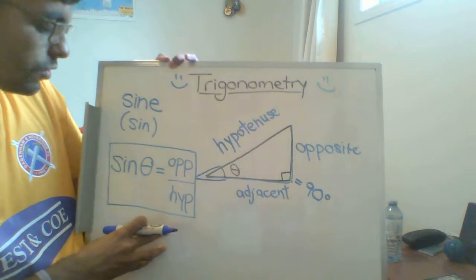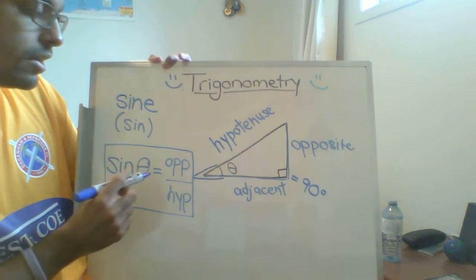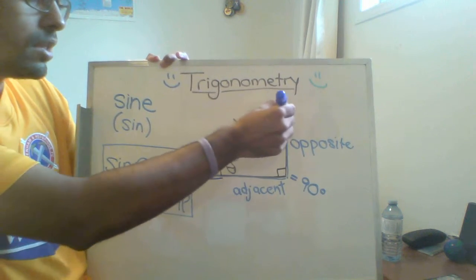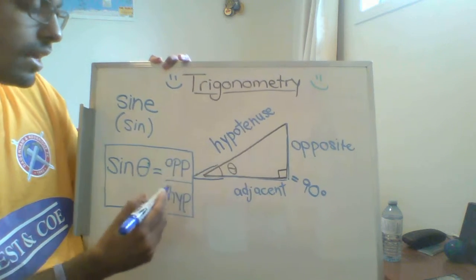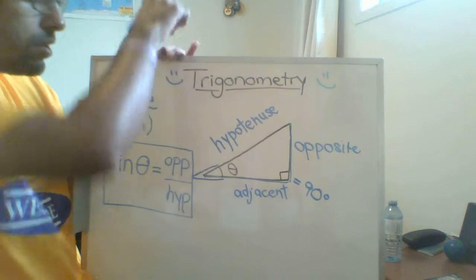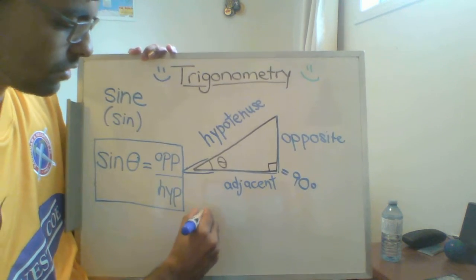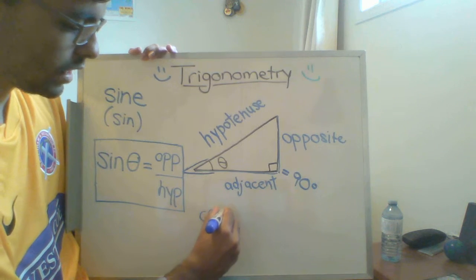Okay? So we've got sine theta, sin, and then the theta sign, which means the length of the opposite side divided by the length of the hypotenuse. The next one is called, I'll write it down here, and then after this I will give you a sec to write it and we will erase it.